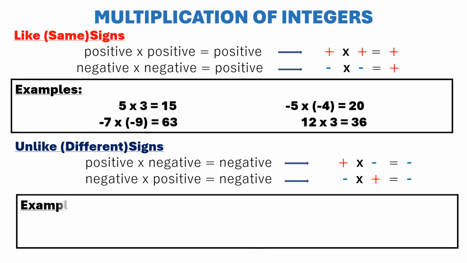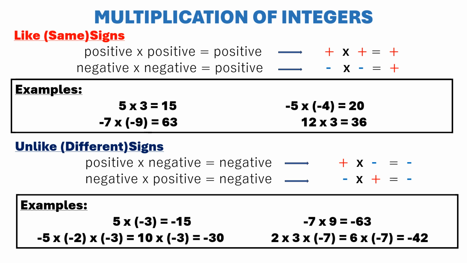Let's say you are going to multiply positive 5 by negative 3. Positive times negative, the answer is negative. Therefore, 5 times negative 3, the answer is negative 15. Another one, we have negative 7 times positive 9. So we have negative times positive. The answer is always negative. So the answer is negative 63.